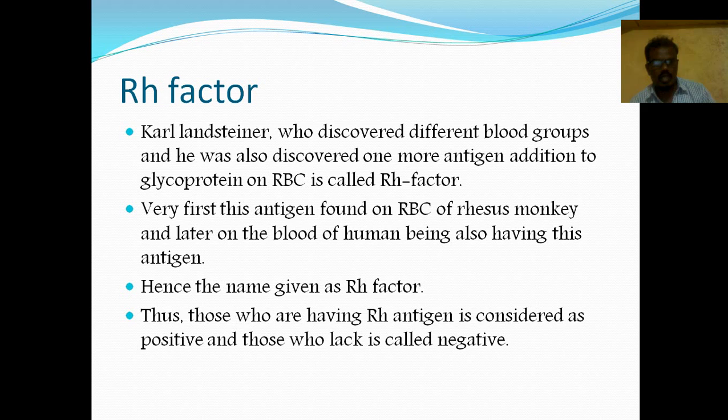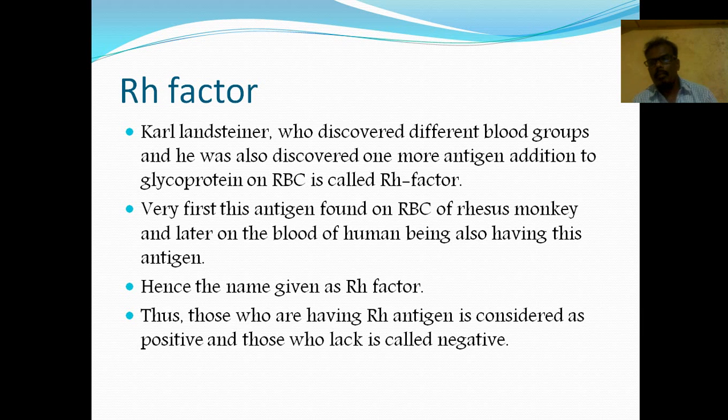RH means rhesus monkey. Those who have the RH antigen are considered RH positive, and those who don't have the RH antigen are considered RH negative. Clear? Got my point? RH positive and RH negative. For example, blood group O positive and O negative. O positive means there will be the RH factor. O negative means no RH factor. So individuals who have the RH antigen are considered positive, and those who don't have it are considered negative.